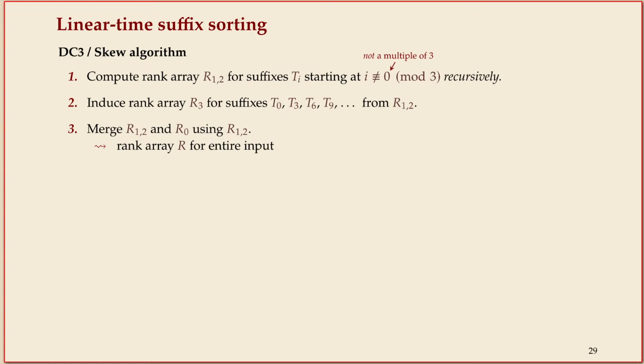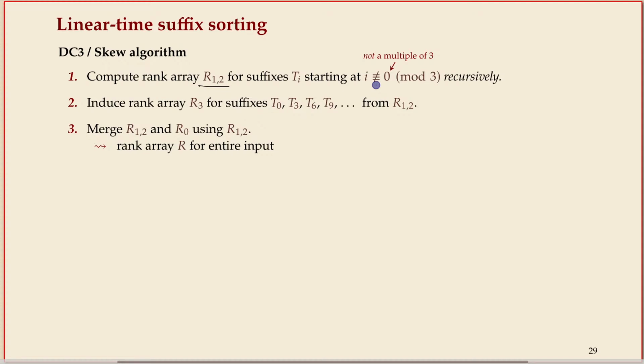So time for the actual algorithm. We'll go through in stages. So this is the high-level overview first. The algorithm is called DC3 or SKU. It stands for difference cover because you can generalize the algorithm, but that's not relevant for us. It does something fairly peculiar. So first of all, it recursively computes a part of the answer, namely all the ranks that start at indices that are not a multiple of 3.